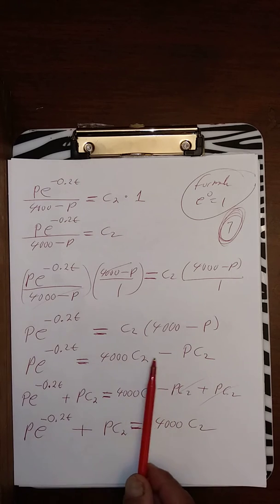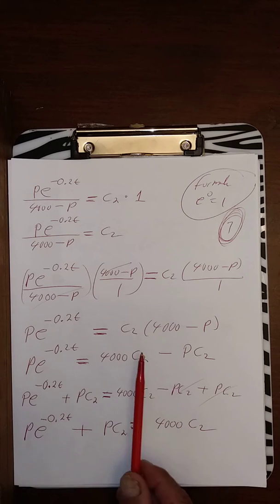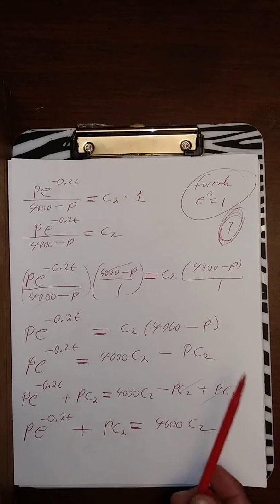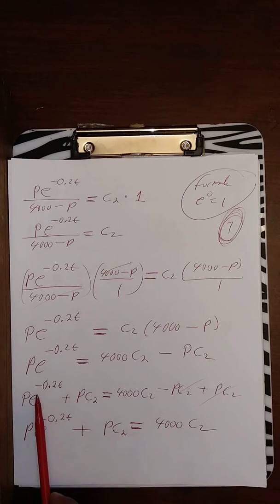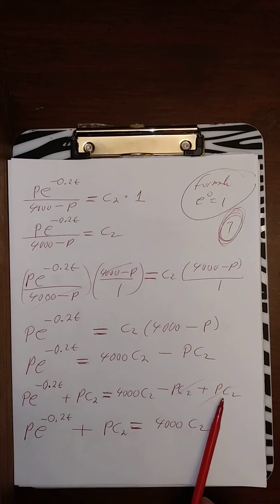4,000 C2 minus C2 times P. So now we're going to add PC2 to both sides. PC2, these are gone. So we have P e to that plus PC2 equals this number.